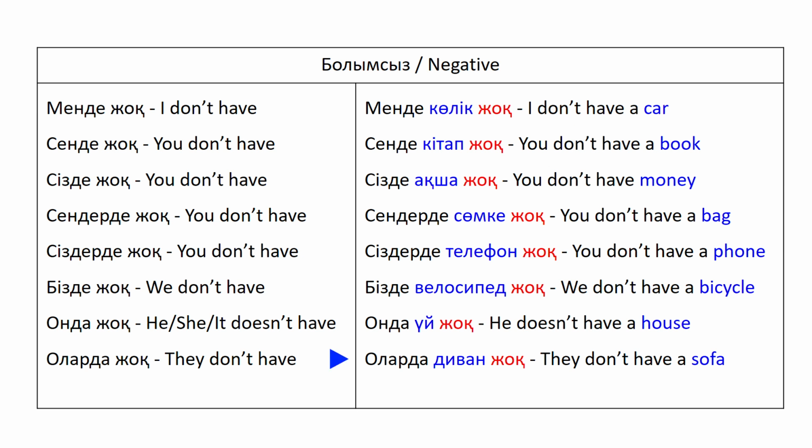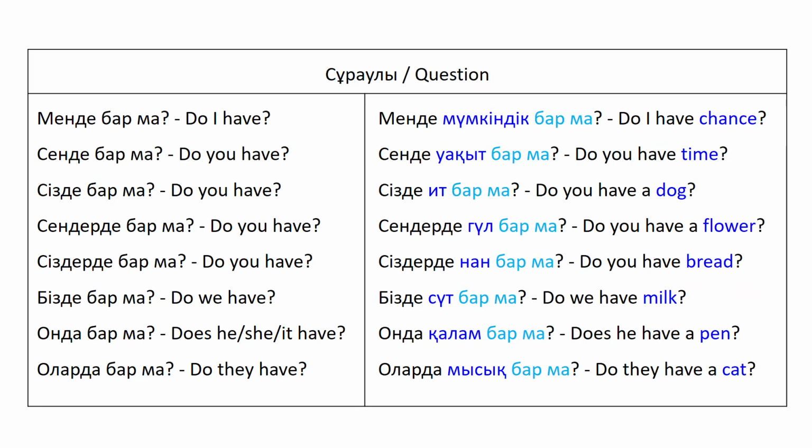Оларда диван жоқ. To make an interrogative sentence, we add ma question particle to the verb бар.